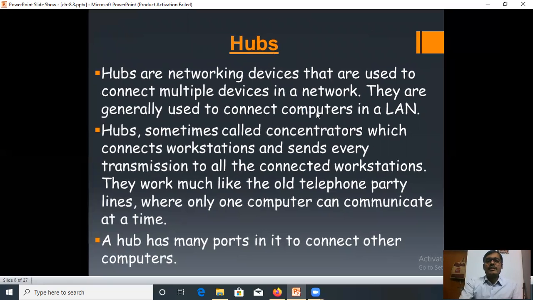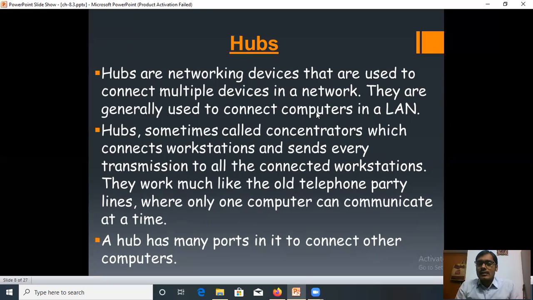Coming to the first one, hubs. What are hubs? Hubs are networking devices that are used to connect multiple devices in a network. It just works like a switch. But hubs are the devices which were used earlier. Now it has been replaced by switches. They are generally used to connect computers in a LAN.